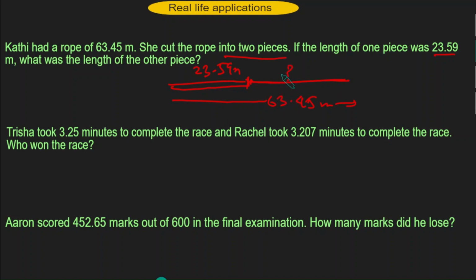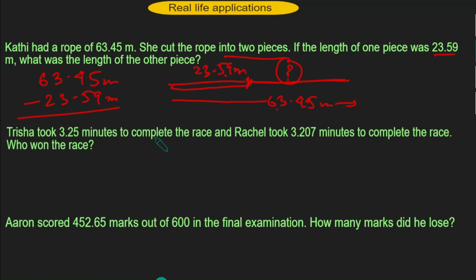So what is the length of the other piece of rope? It means when you add this to this, you will get this. So if you have to find this, you have to subtract this from the bigger one. So the question is asking you to subtract the one piece from the whole. The one piece is 23.59 meter. And when you subtract, you will get the answer. I hope you can easily get the answer here. Do you want me to write the answer?